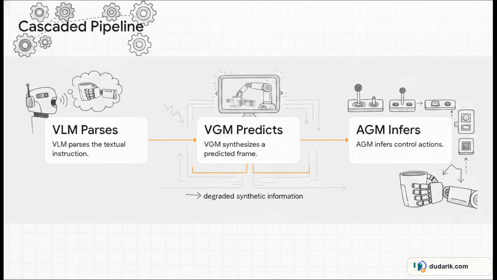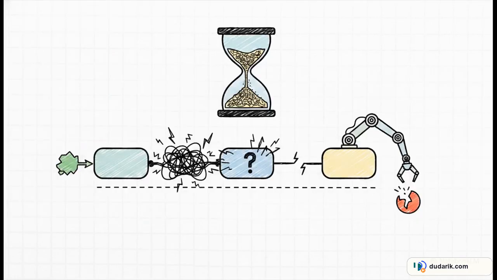And finally, step three, an action generation model, the AGM, looks at that synthetic, generated image and tries to infer the motor controls required to make it happen. Because these are totally separate modules chained together, each step is forced to operate on a degraded, synthetic representation of the last step's output. It's like working off a copy of a copy. And here is the kicker. Because of that setup, errors inevitably accumulate at every single boundary.